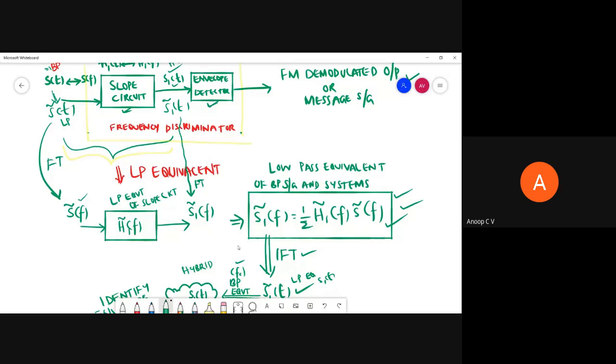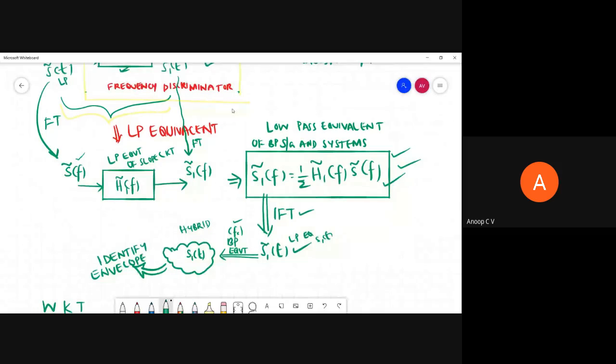So this system, s of t given to h1 of t and giving s1 of t as output, we can write in low pass equivalent, in the frequency domain, as a low pass signal with spectrum S tilde of f given to a low pass equivalent of the slope circuit with transfer function h tilde of f, giving an output s1 tilde of f. This is the low pass equivalent of the band pass signals and system. So s1 tilde of f, the low pass equivalent of s1 of t, will be equal to half times h1 tilde of f times s tilde of f.